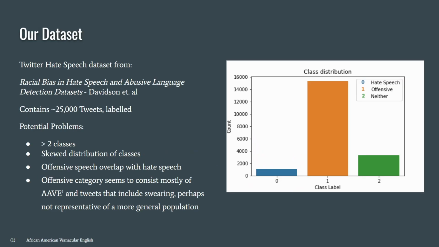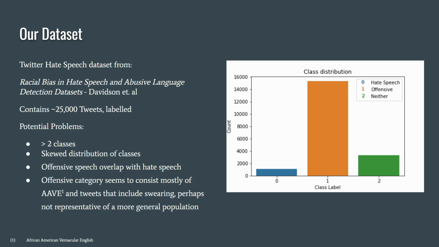This is also reflected in our dataset. We use the Twitter hate speech dataset, which is a very common dataset that has been used across various papers pertaining to hate speech. The dataset contains 25,000 tweets from Twitter, and it labels them as hate speech, offensive, or neither, through majority voting by annotators at Crowdflower, also known as Figure 8, which is a machine learning and AI company.